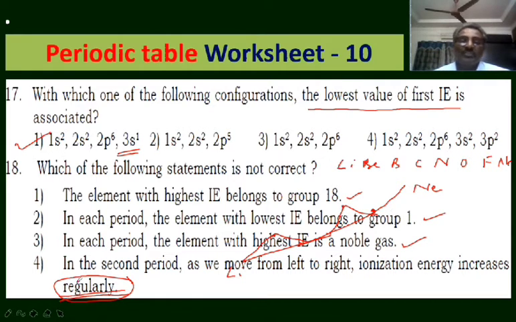So there is no regularity in the increasing order of the ionization energy in the second period. So the statement which is not correct is the fourth statement, that is, the fourth option is the right option for this 18th question.